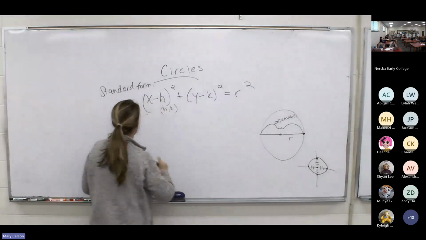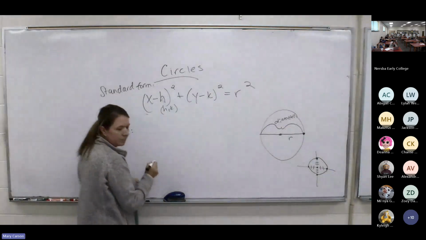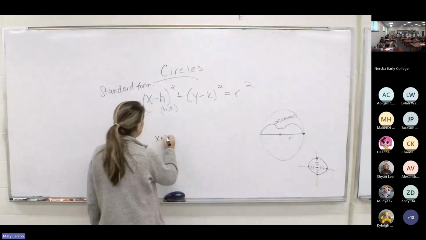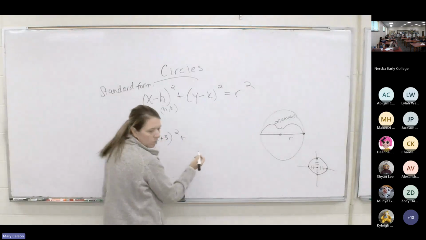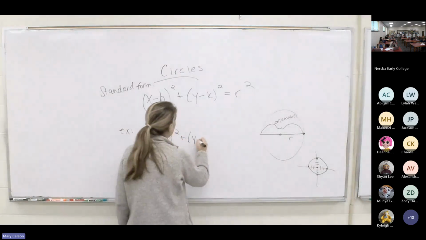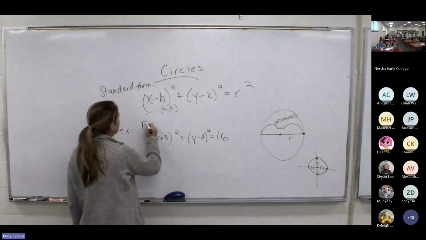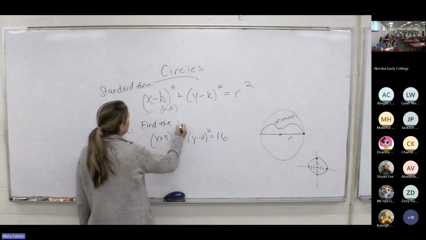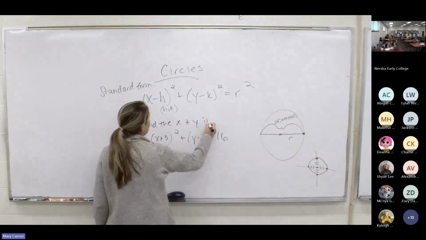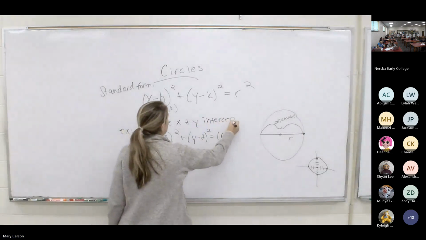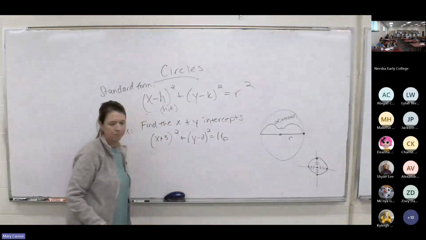Well, let's say I give you guys this equation, x plus 3 squared plus y minus 2 squared equals 16. And I want you to find the x and y intercepts. Okay.